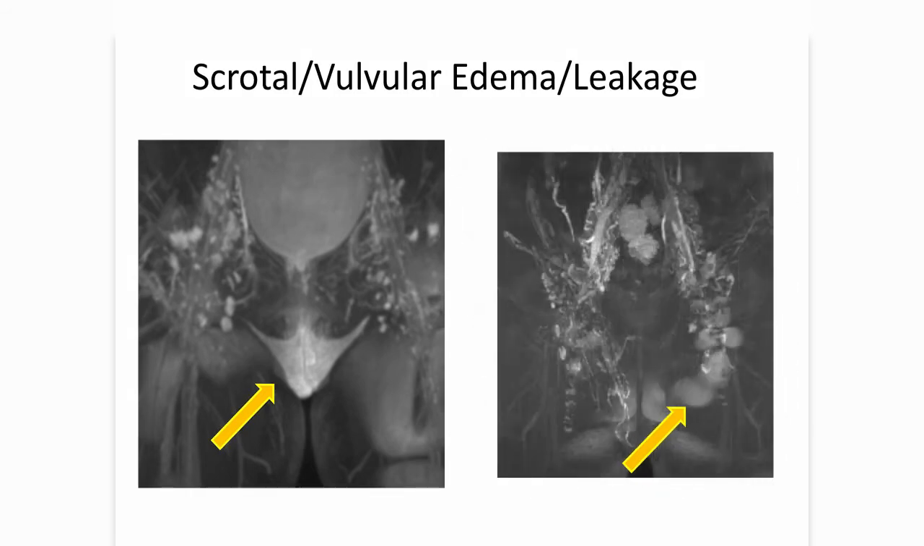This is the same patient. You can see the MRI of the same patient. You can see here, this is a pathway to the scrotum. This is the inguinal area.